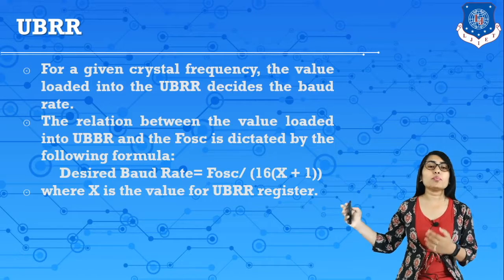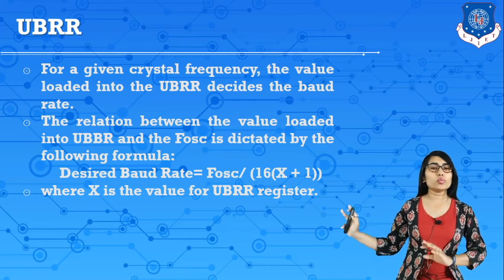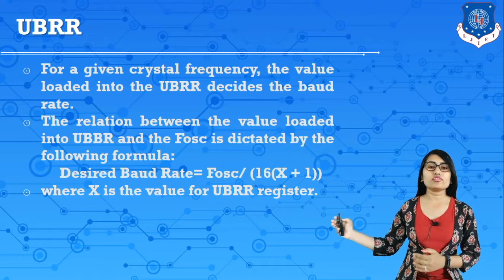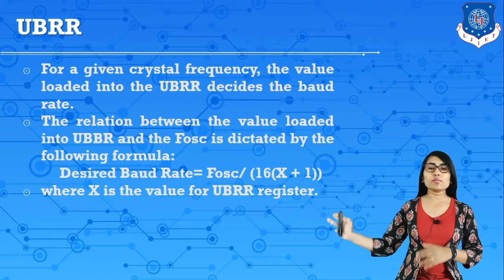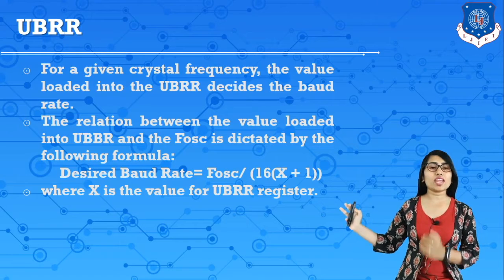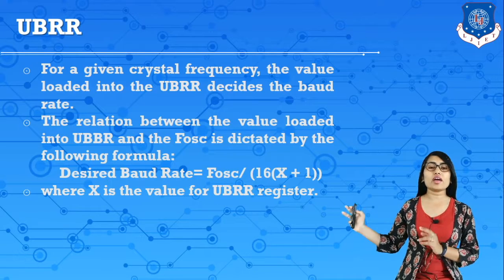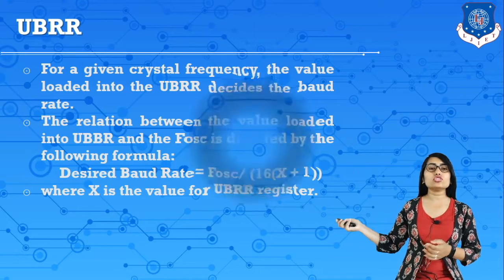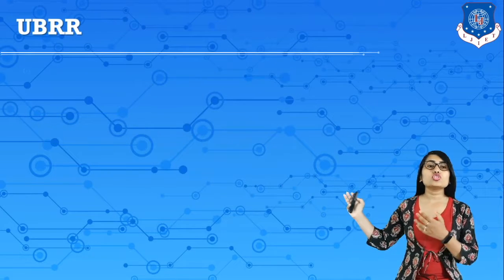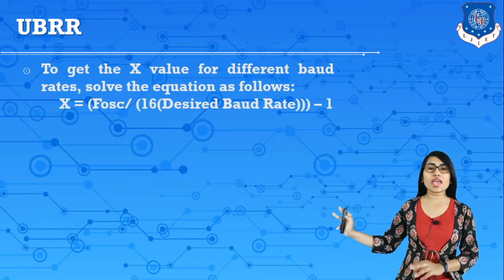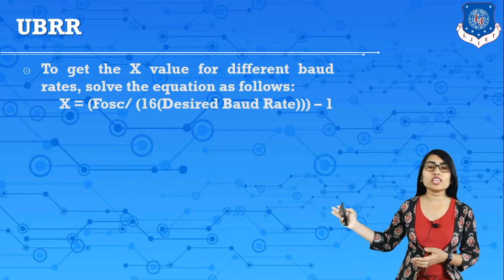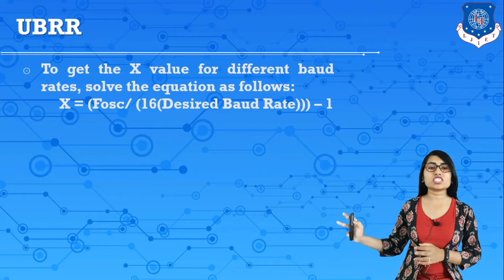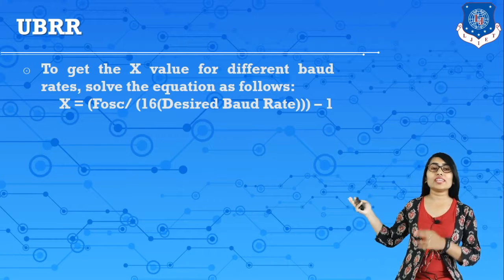The relationship between the value loaded into the UBRR and the FOC is represented here. Desired baud rate equals FOC divided by 16 times (x plus 1), where x is the value of the UBRR register. So we can put in the values and find the value of the UBRR register. To get the value of x for a different baud rate, solve the equation like this: x equals FOC divided by 16 times desired baud rate, minus 1.